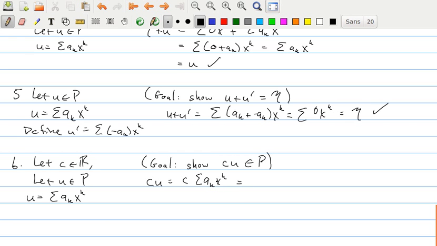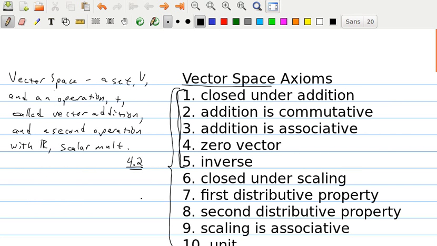When working with polynomials, one of the operations is multiplication, and we define it by distributing. So we'll distribute this through, and this gives us the sum of c a_k, x to the k. Again, these coefficients are real numbers, and this sum is still finite. So again, this is a polynomial. So we've shown that our vector space is closed under scalar multiplication. So step 6 is done.